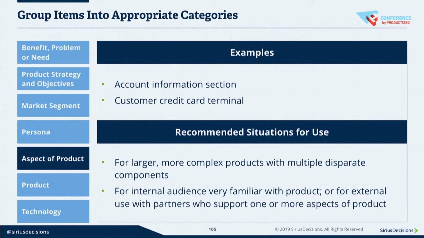You can organize it by the different aspects of your product. So for example, what are the things that we're doing for our account information section versus our credit card terminal versus the search section? This is, I'd say, probably not as ideal because it's a little more internal facing than customer or external facing. But if you have a large complex product and you have lots of different components, this can be a good way to think about it.